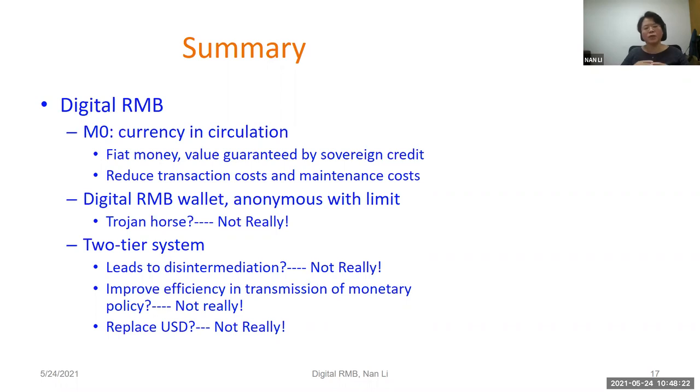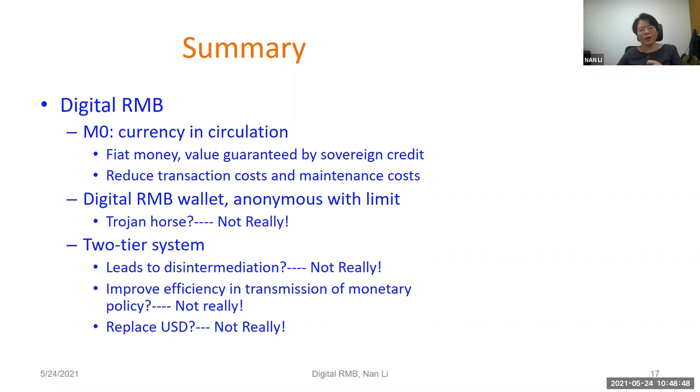Okay. And the major motivation for China to do the test and later on to implement digital RMB is the huge cost it can help us save in terms of supplying, printing, and maintaining all of these physical bills and coins.